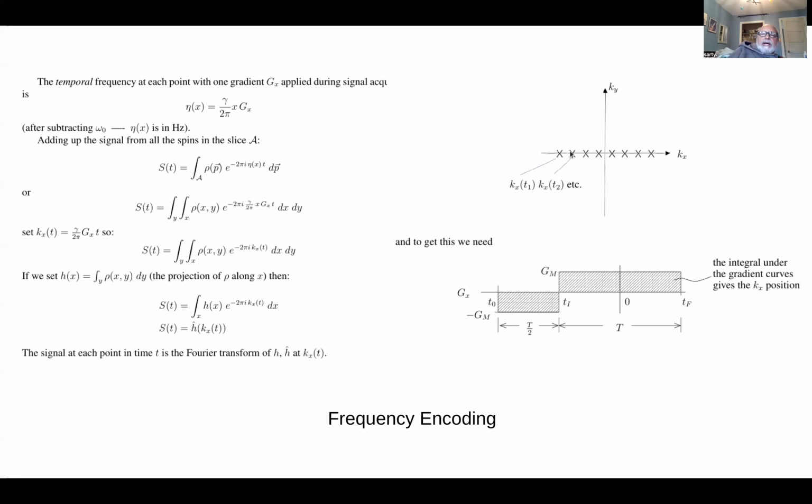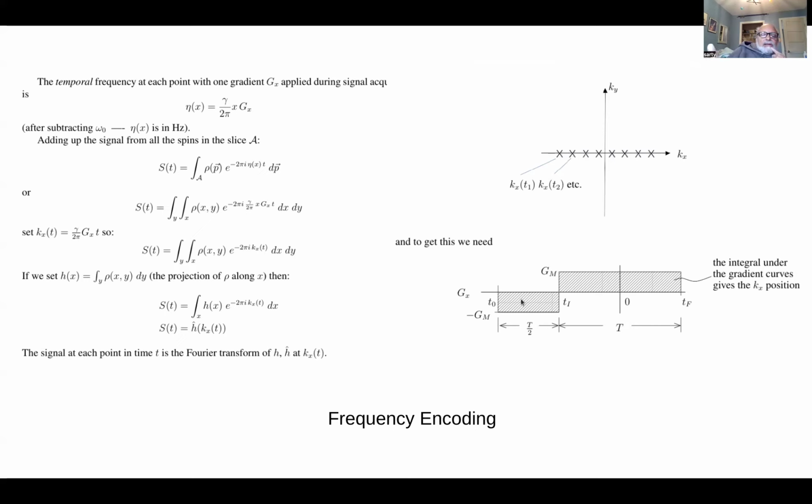So this is how, after you digitize that wavy signal, you end up with different values, and those values represent values of the Fourier transform of the image at these different kx points.